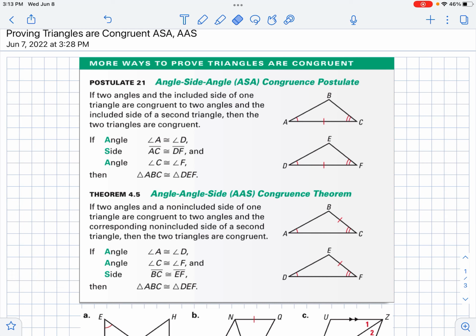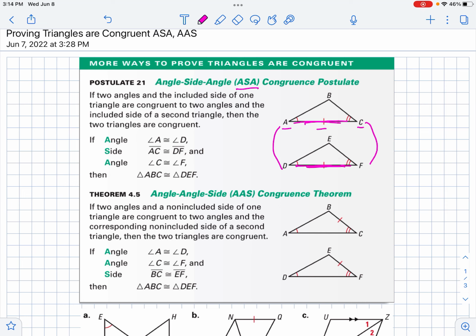Now we're going to look at two more methods for identifying whether or not two triangles are congruent. We're going to look at angle, side, angle. I've got a picture over here. Notice angle A and D are congruent. Angle C and F are congruent. And the side between A and C is congruent to the side between D and F. Okay? So we have angle, side, angle: angles and the included side, and we call that angle, side, angle.